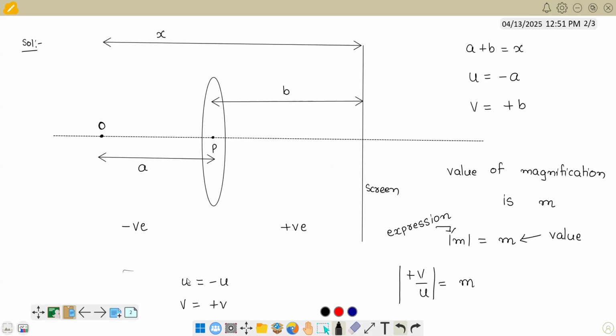Here u represents the formula u. This u represents the value u. The value can be positive or negative. Sorry, the value is always positive, but the expression can be positive or negative. To avoid confusion, it is better to always take values as a, b and so on, so that you can take minus a, minus b, rather than taking u is minus u, v is plus v. Okay, so the value of magnification, that is the modulus of m, is given as m. So let us substitute it in the next page.